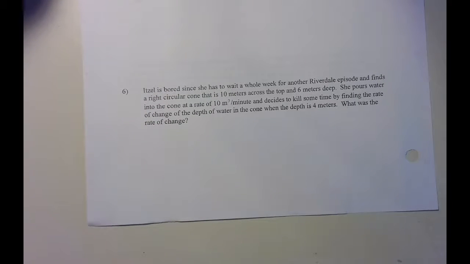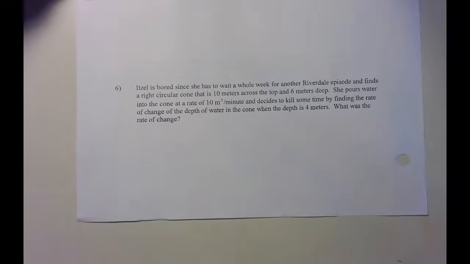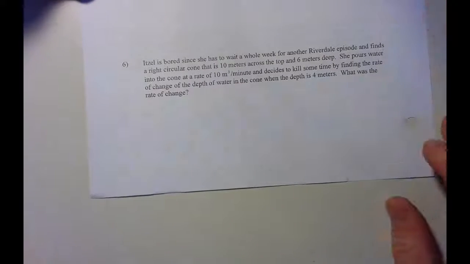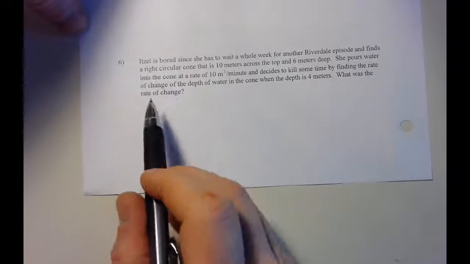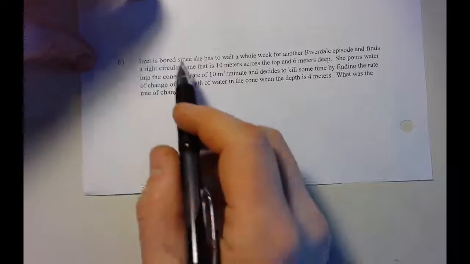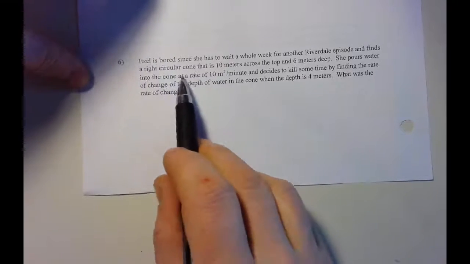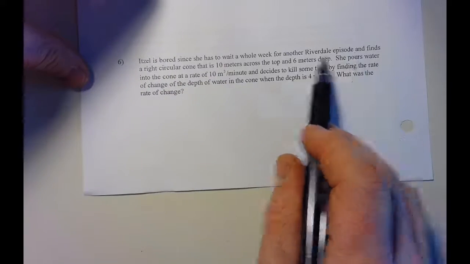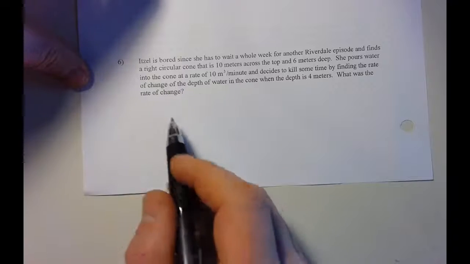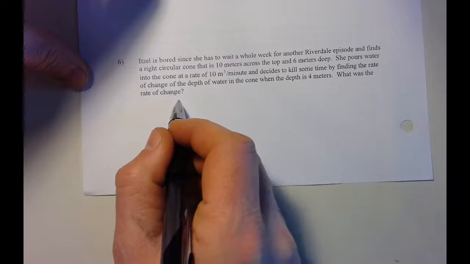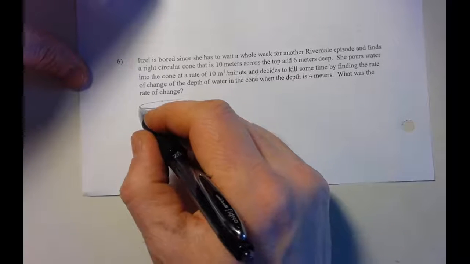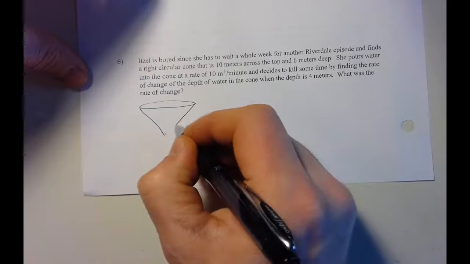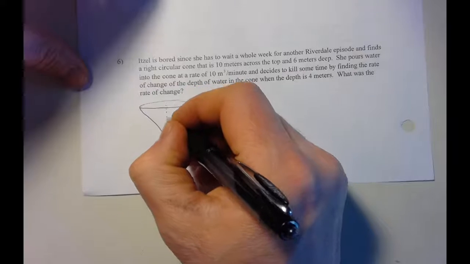Okay, so guys, this is the last type of related rates problem we're going to do. It's one that involves a cone, so let's just take a look at what we have here. So this is last year's version, so the name has changed for this year, but we have a right circular cone that's 10 meters across the top and 6 meters deep, so let me draw that out.